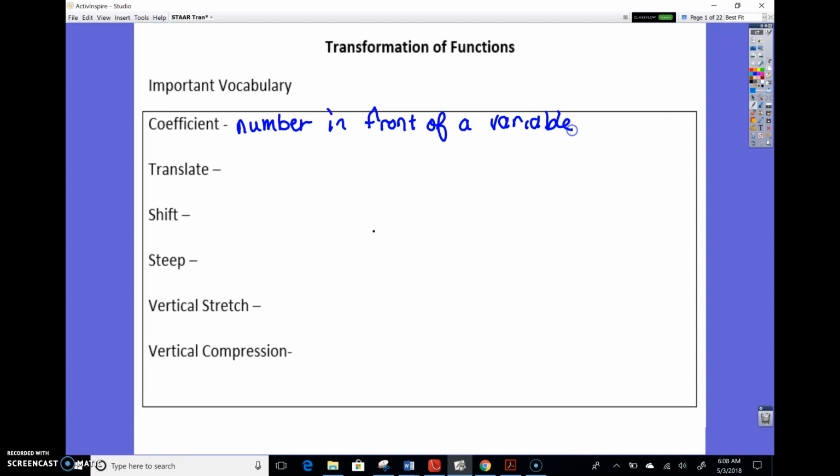For example, 2x, that's the coefficient right there. 3x squared, that's the coefficient. That number is very, very important. The word translate. Translate means to move. Both these words are the same. Moves the graph.